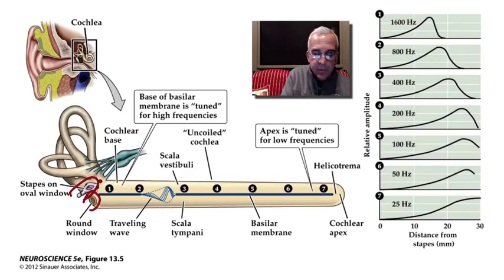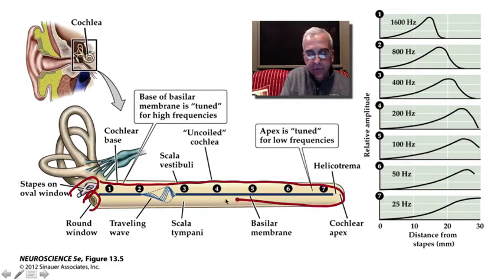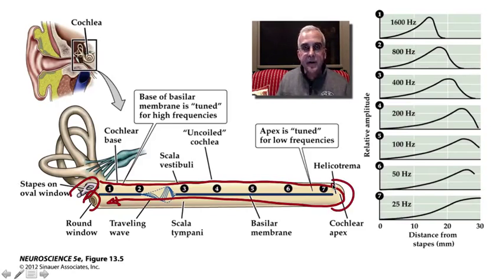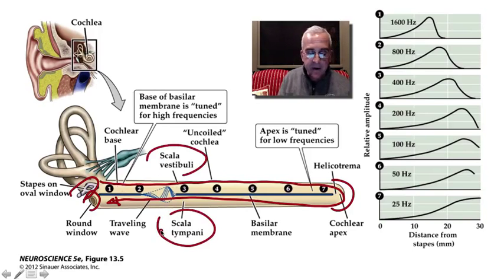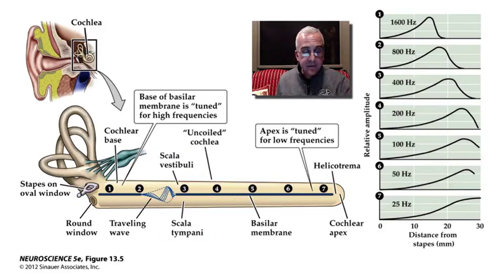And now I think we can better appreciate how pressure waves might travel from the oval window out to the round window with this point of continuity at the tip of the cochlea, which is called the helicotrema. So on the superior side, we have the scala vestibuli. On the inferior side, the scala tympani. And what the movement of the stapes does then is sets up a traveling wave that causes the basilar membrane to vibrate up and down as these waves are conducted throughout the cochlea.